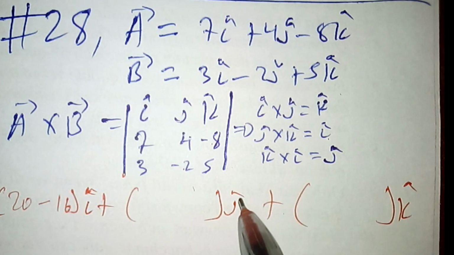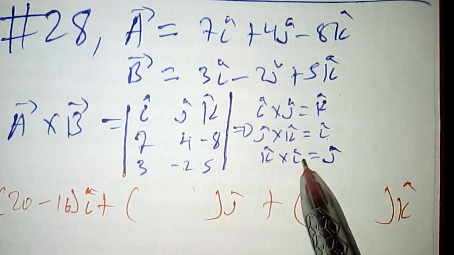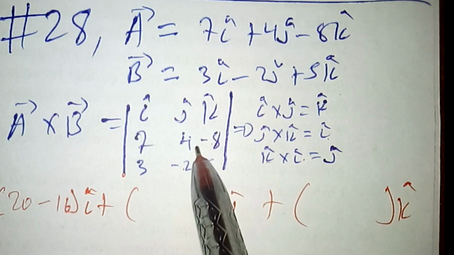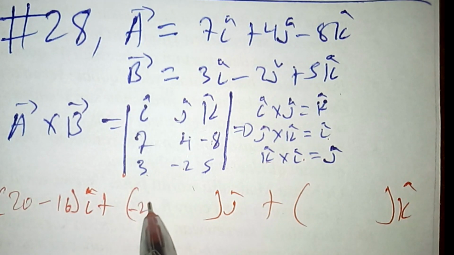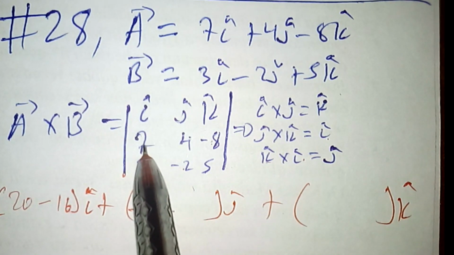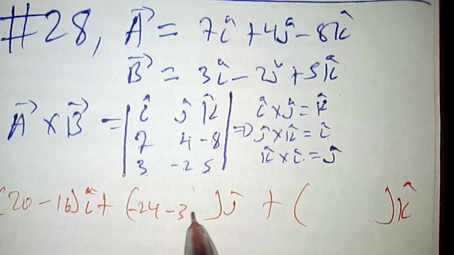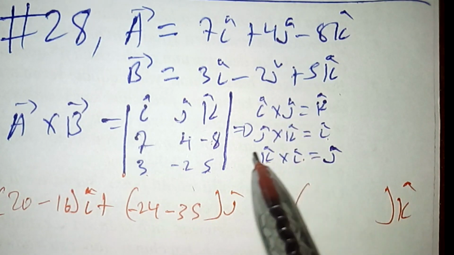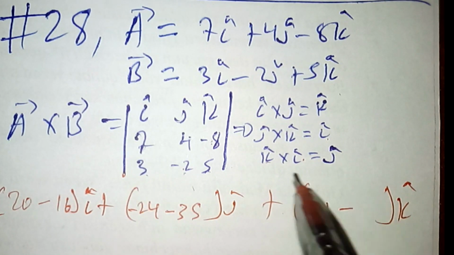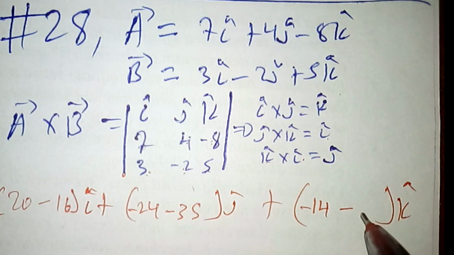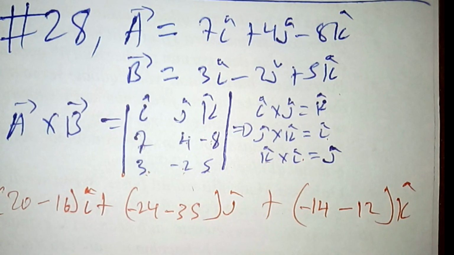And the j terms: j means k cross i always. That means for j, it is 8 times 3, which is 24, minus 7 times 5, which is 35. And the k terms: k means i cross j, which is 7 times minus 2, minus 4 times 3, which is 12.